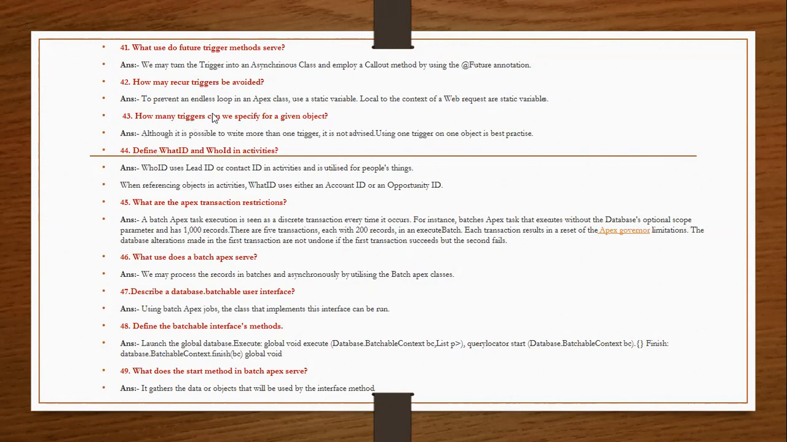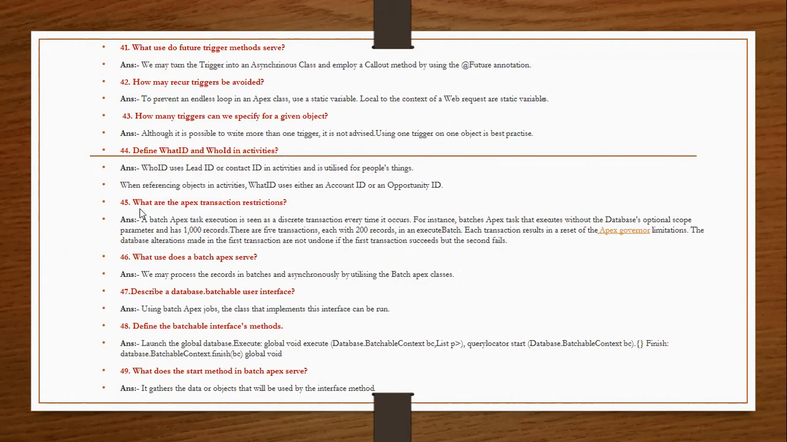Next question, how many triggers can we specify for a given object? Although it is possible to write more than one trigger, it is not advised. Using one trigger per object is best practice. Next question, define what ID and WhoId activity are. WhoId is used for a lead ID or contact ID in activities and is utilized for people.